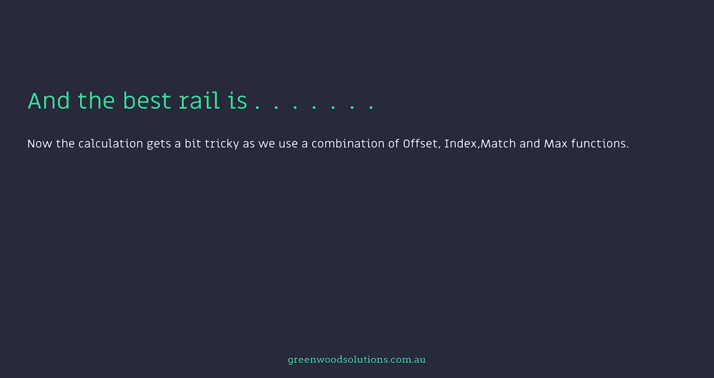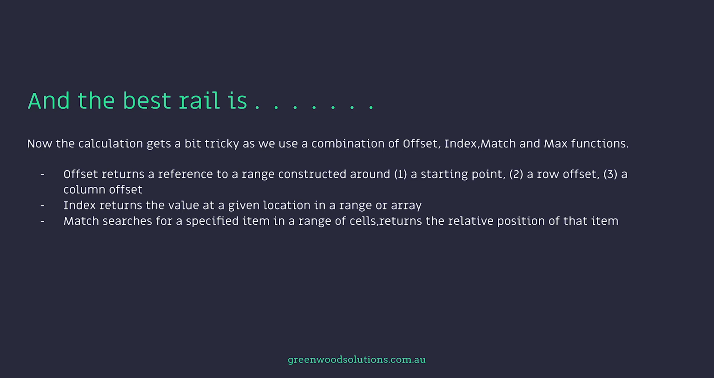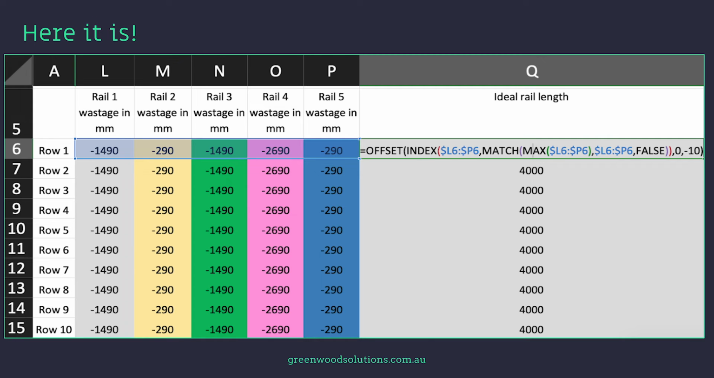Now the calculation gets a bit tricky, or trickier, as we use a combination of offset, index, match, and max functions. Offset returns a reference to a range constructed around 1, a starting point, 2, a row offset, and 3, a column offset. Index returns the value at a given location in a range or array. Match searches for a specified item in a range of cells and returns the relative position of that item, and max returns the largest numeric value in the data provided. Well, that makes sense, hence the name max. And you can see this in the table below.